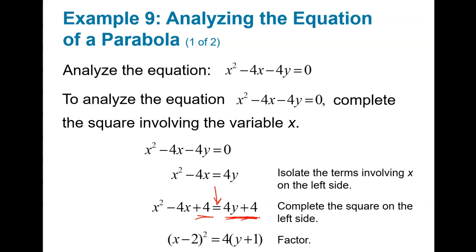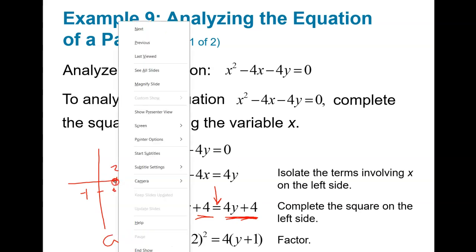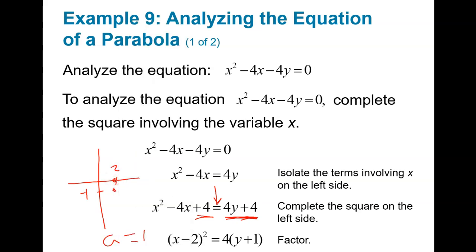So the vertex here is going to be at 2, negative 1, and then 4a times x plus 1, or y plus 1 in this case. So that means a is 1. Because it's x squared and y is to the first power, this is going to be opening upward because it's a positive 4. So right 2, down 1. Because a equals 1 here, the focus is going to be right there on the x-axis. The directrix is going to be below it, at y equals negative 2.